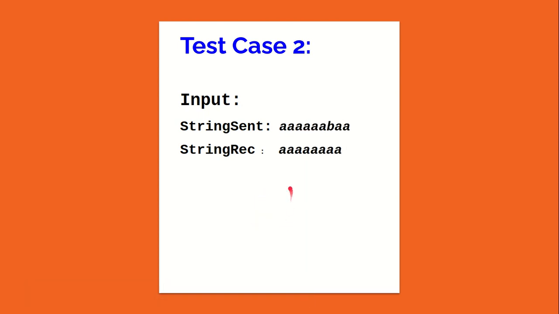Now we see test case 2. Here two input strings are given and it is observed that the first string has 9 characters, the second string has 8 characters, which indicates that one character is missing in the second string. So we apply the same process of comparing two strings character by character. So the answer comes out B.